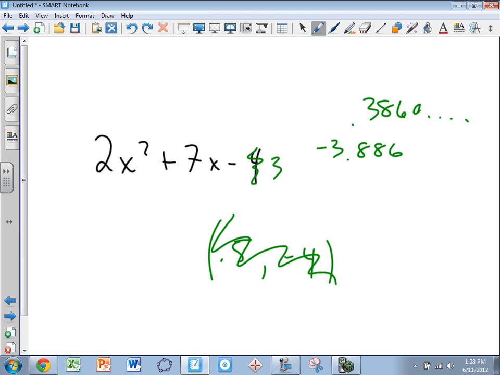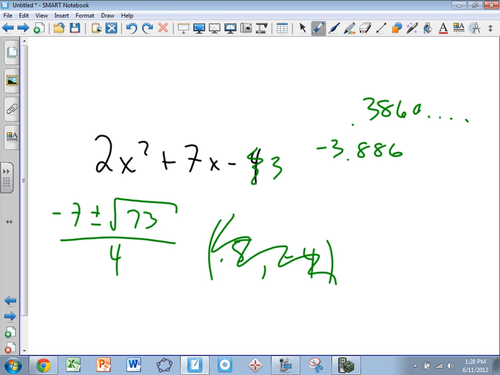Remember the quadratic formula? Negative b plus or minus the square root of b squared minus 4ac all over 2a. When you do the quadratic formula for this, here's what you're going to get. And I'm going to show you the difference here. Watch. You're going to get negative 7 plus or minus the square root of 49. 4 times 2 is 8 times 3 is 24. And 24, 53, 73 all over 4.